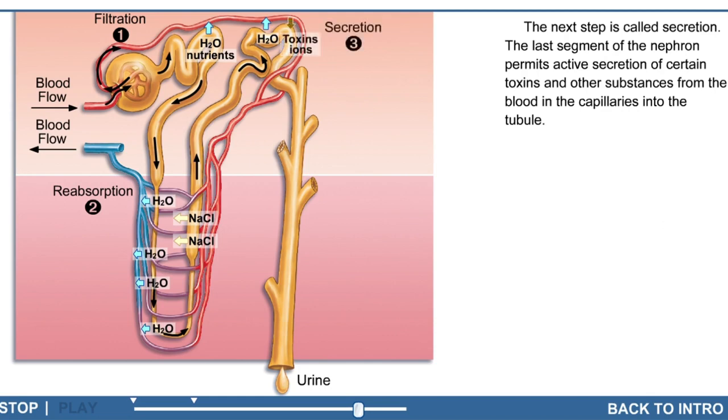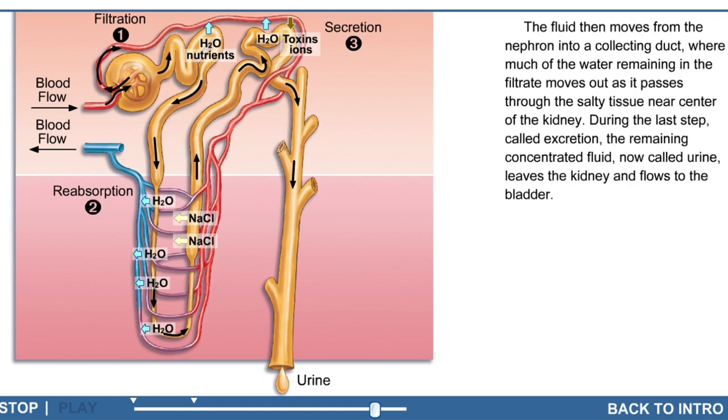The next step is called secretion. The last segment of the nephron permits active secretion of certain toxins and other substances from the blood in the capillaries into the tubule. The fluid then moves from the nephron into a collecting duct, where much of the water remaining in the filtrate moves out as it passes through the salty tissue near the center of the kidney.